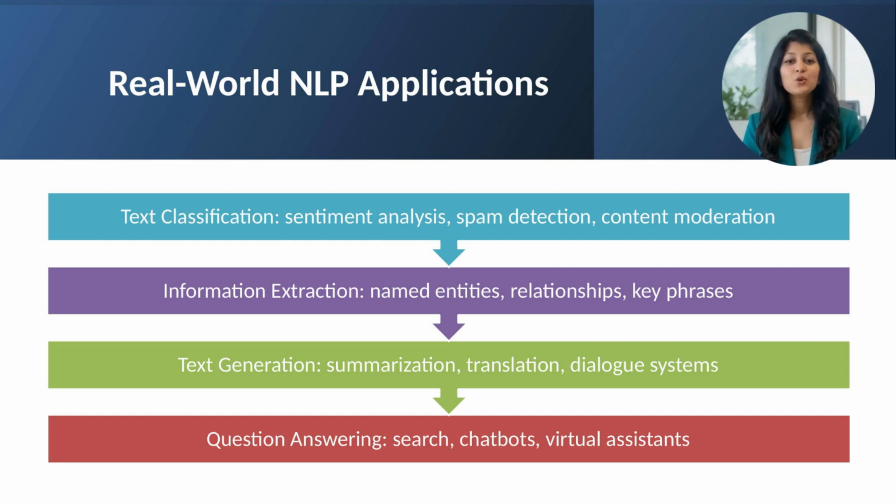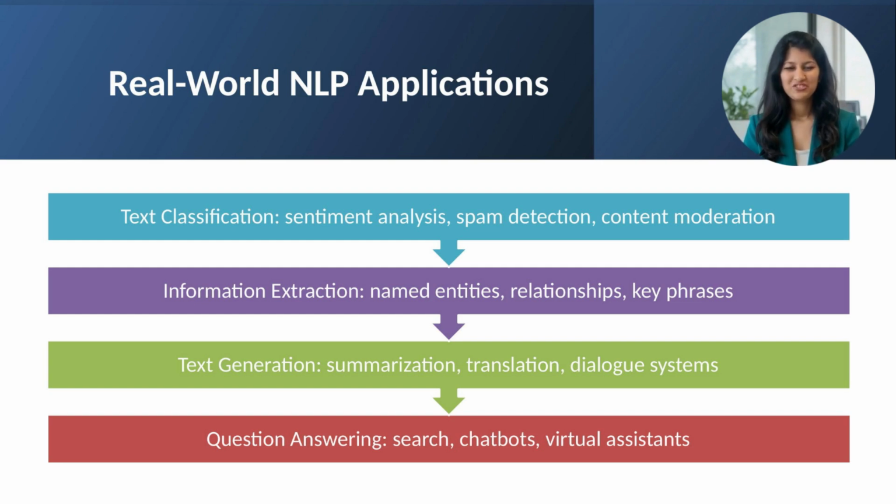Information extraction pulls structured information from unstructured text. Named entity recognition identifies people, places, organizations, dates. Relationship extraction finds connections between entities. Key phrase extraction highlights important concepts. These enable knowledge-based construction, semantic search, and automated summarization.